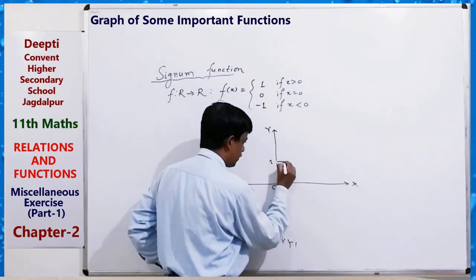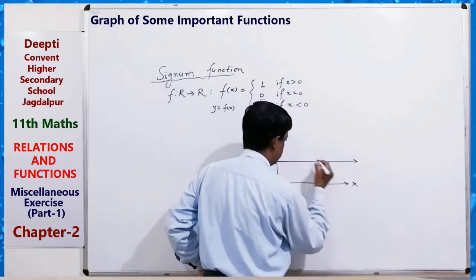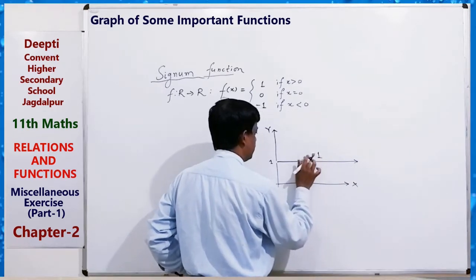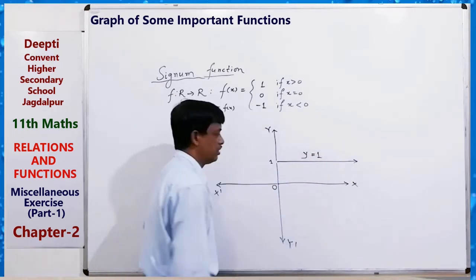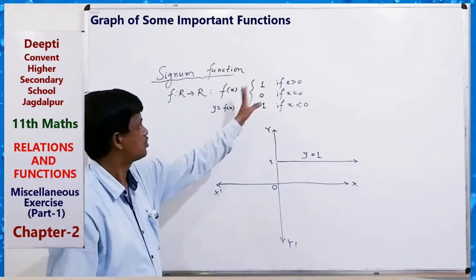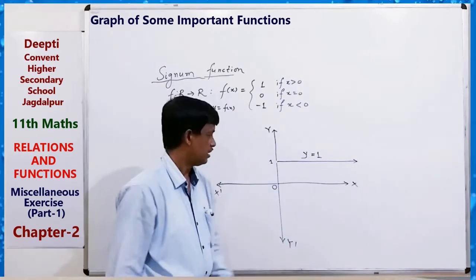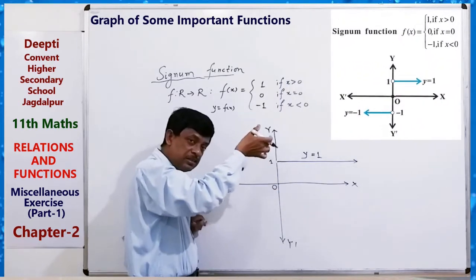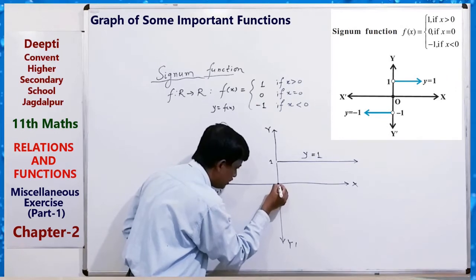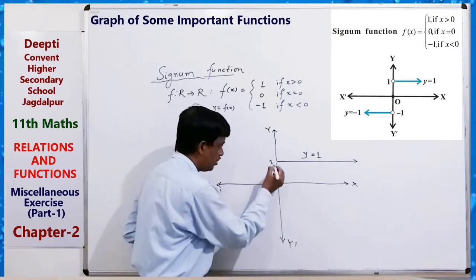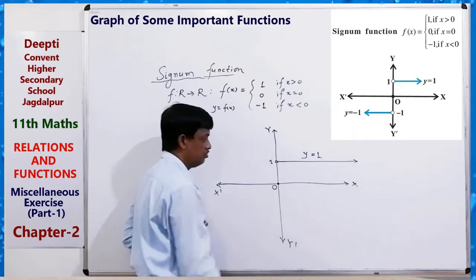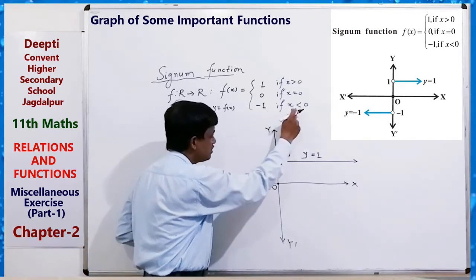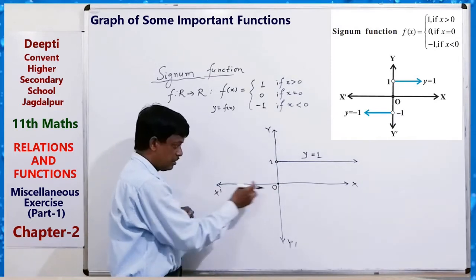So this line will be y equals 1. Always y equals 1 for x greater than 0. And at x equal to 0, the value of y is 0. That is this bold point, and this one here is hollow. Clear? Similarly, y equals minus 1 for x less than 0.